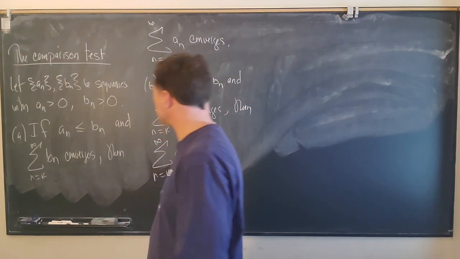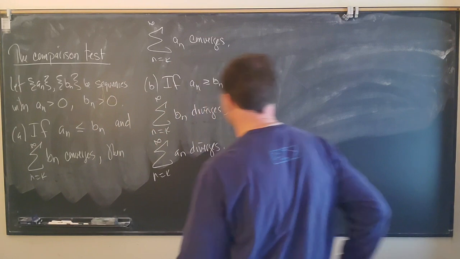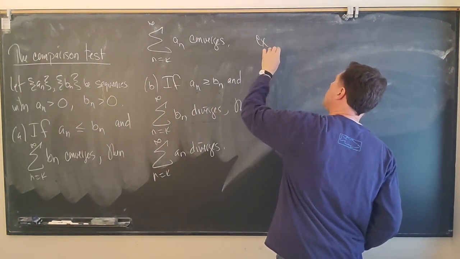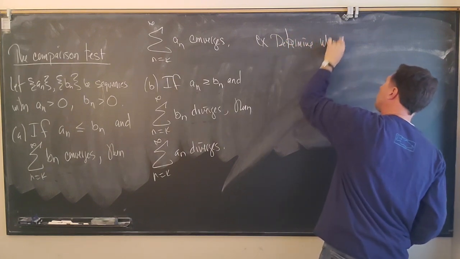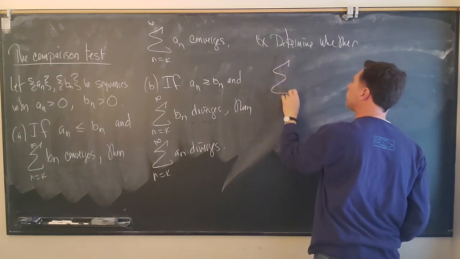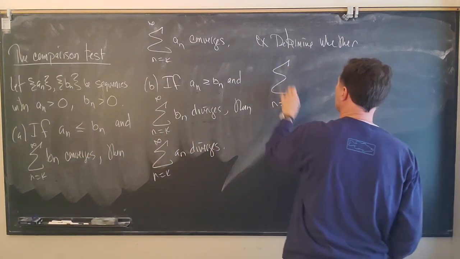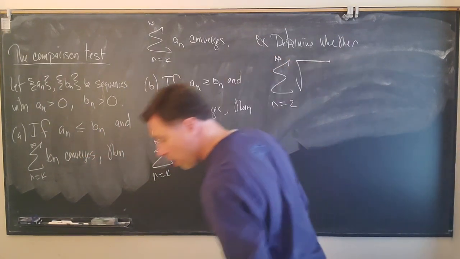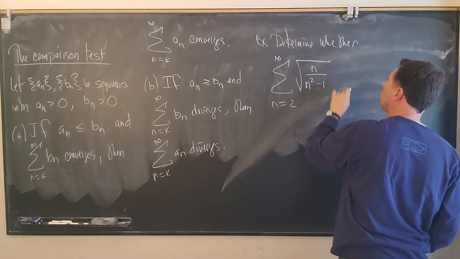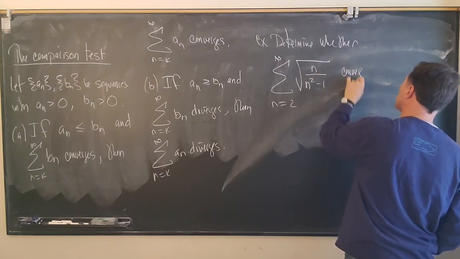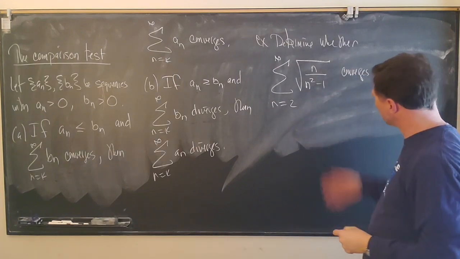Okay, so the comparison test is nice when it works, nice and quick and clean. So let's look at some examples here. Let's determine whether the following series, the sum from n equals 2 to infinity of square root of n over n squared minus 1, converges or diverges. All right, so here's a series.